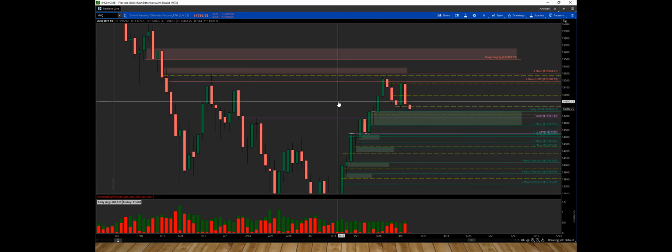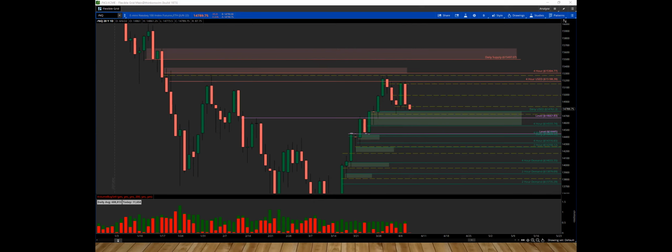How would you be able to make a prediction on what your price target would be based on where you're buying? Like you were talking about with supply and demand, how would you know how far it's going to go in the zone?